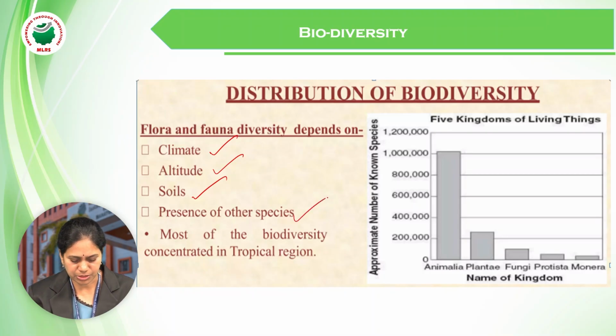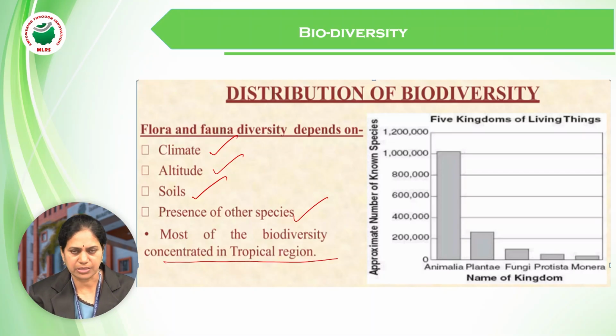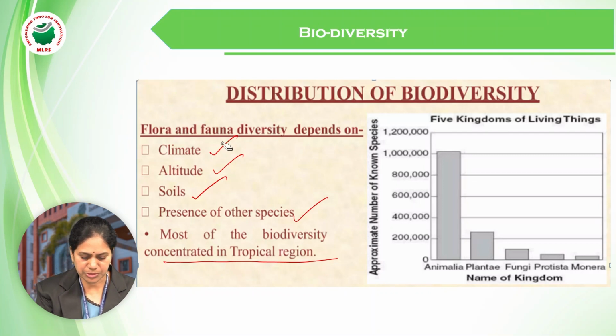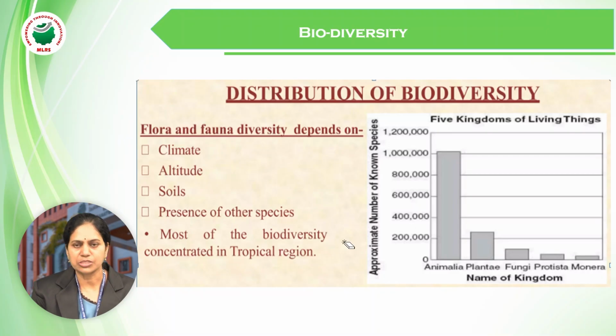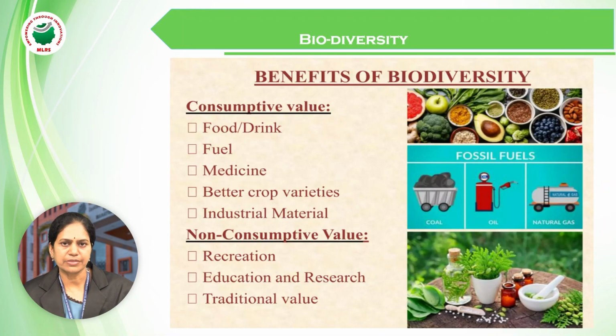Now, presence of other species. Most of the biodiversity is concentrated in the tropical region. So all these are the factors: the climate, the altitude, the soil, and the presence of other species which can support life. All these are the basis which support life on this earth. So distribution of biodiversity is dependent upon climate, altitude, soil, mostly.